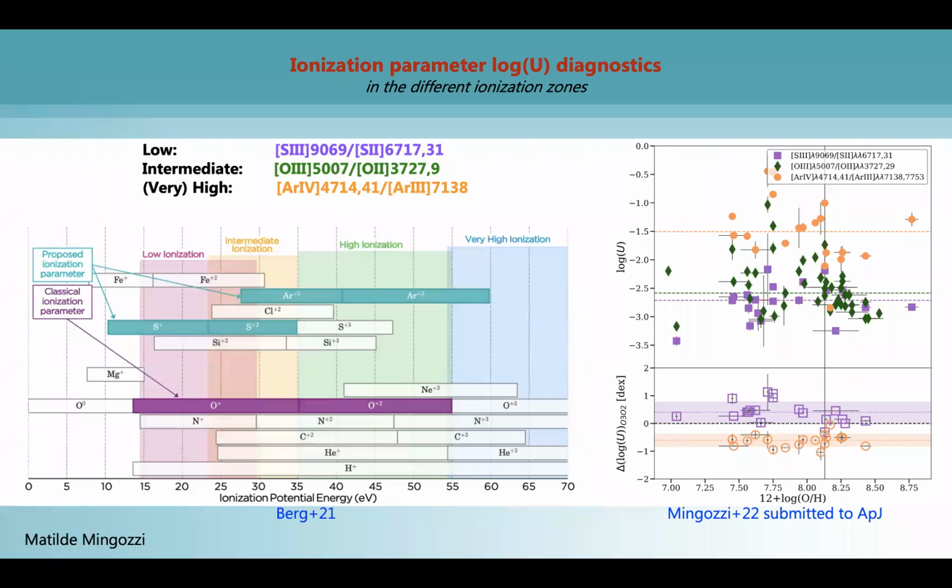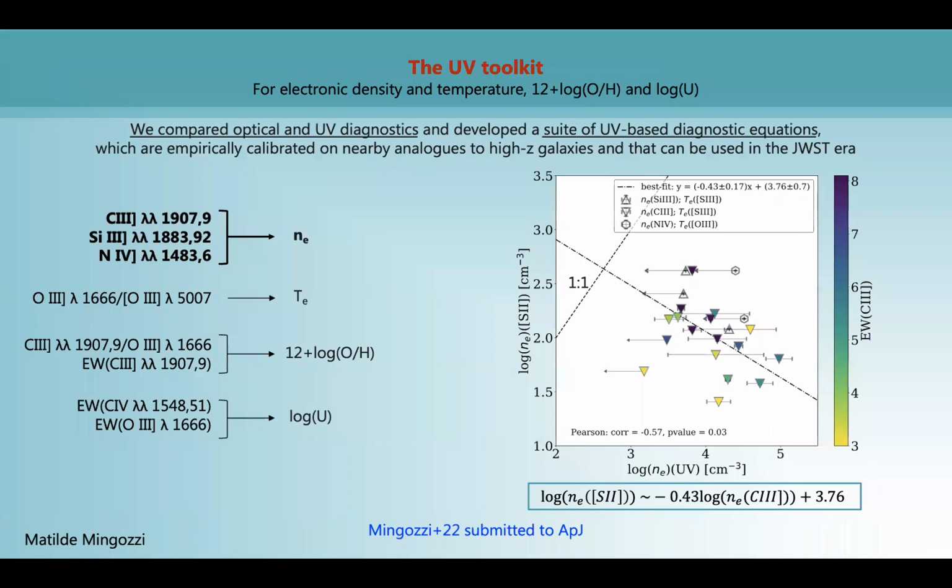And we interpreted this as a proof that in our galaxies we have a very high ionization structure, because they are systems similar to high redshift galaxies, and so characterized also by a very high ionization zone in the center. So basically the UV toolkit that we are providing to the community for these properties, so density, temperature, metallicity, ionization parameter, is the following. Concerning UV, the densities, as I was saying before, the UV densities are 2x higher with respect to the optical densities.